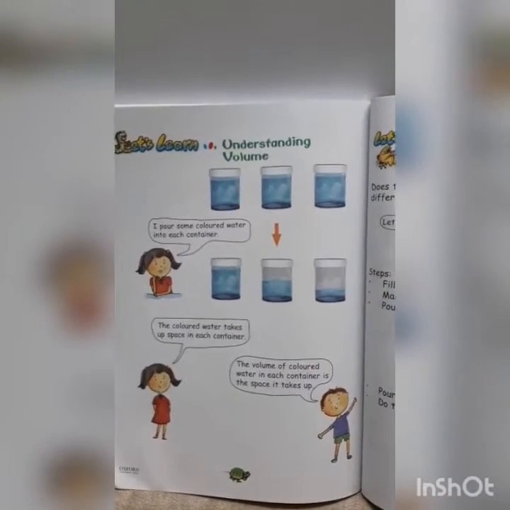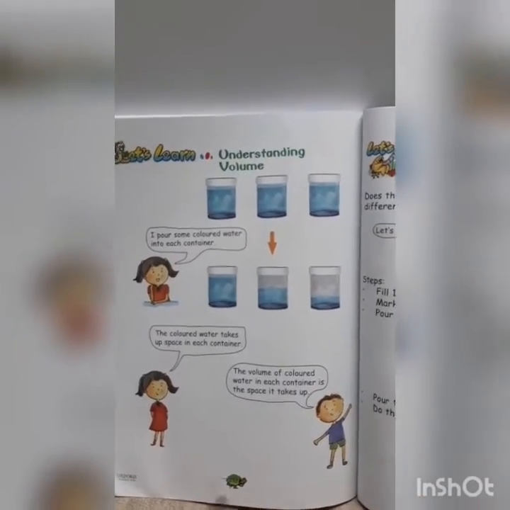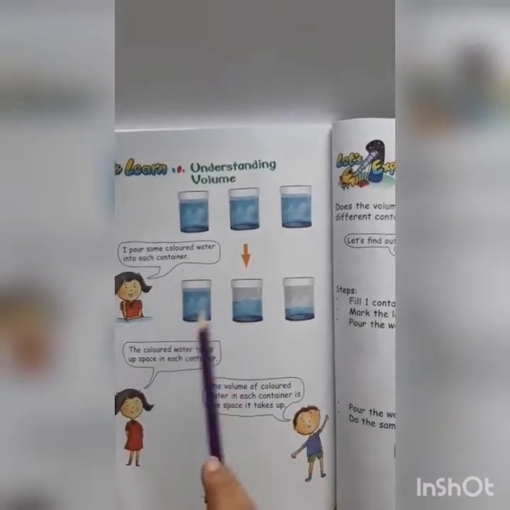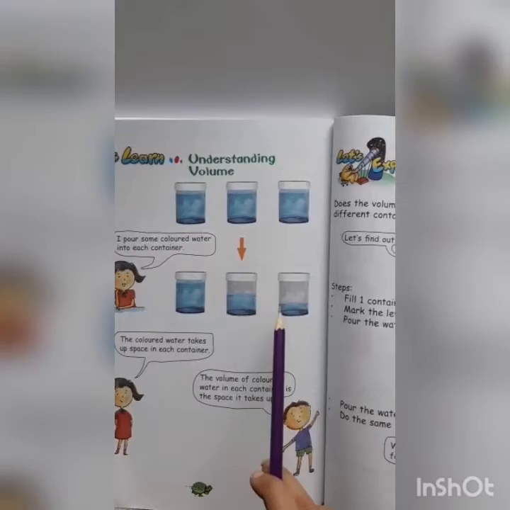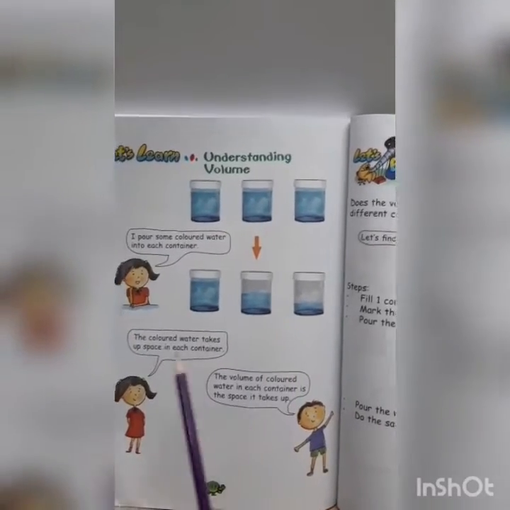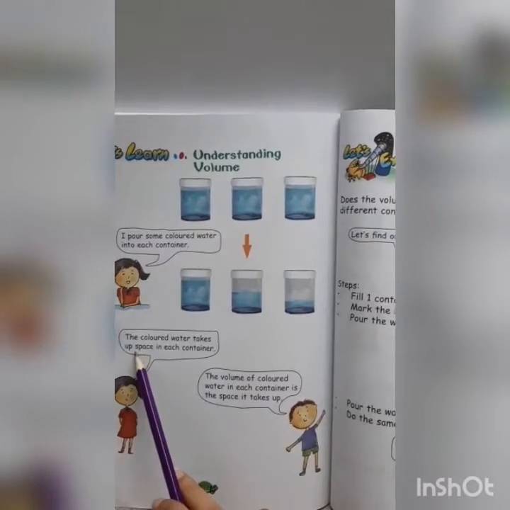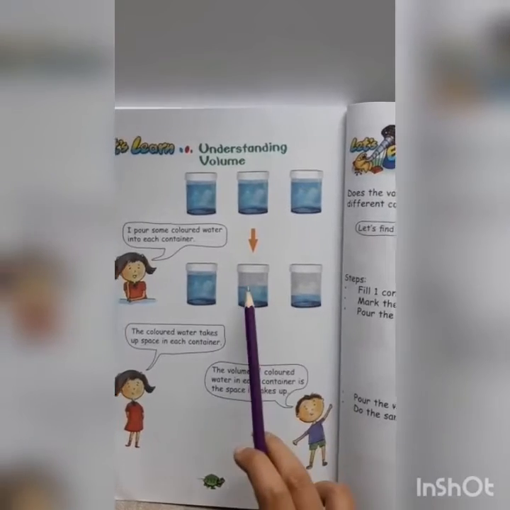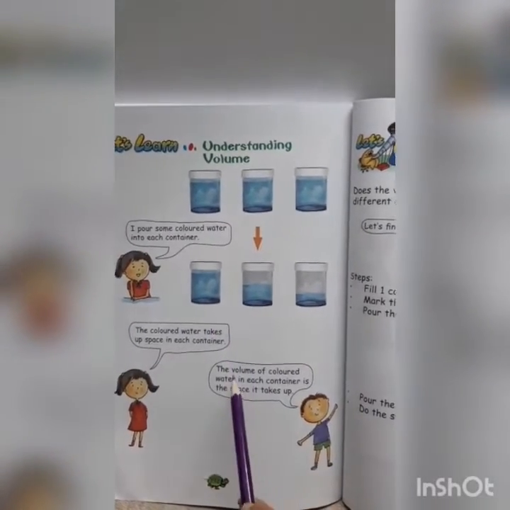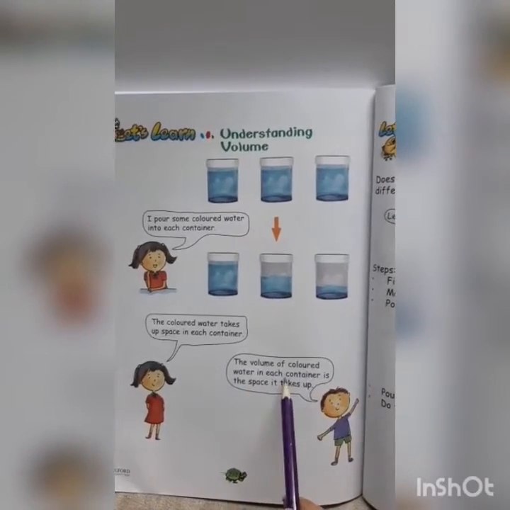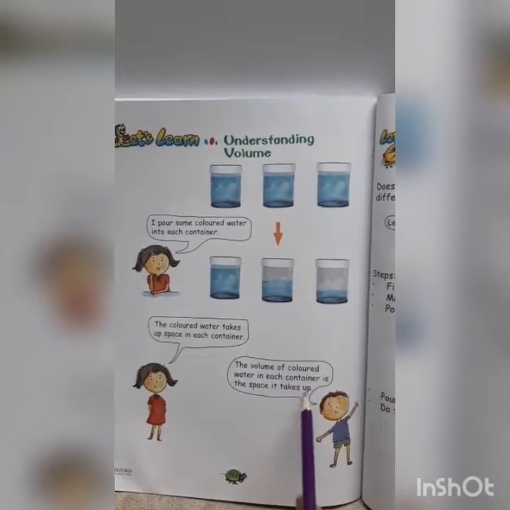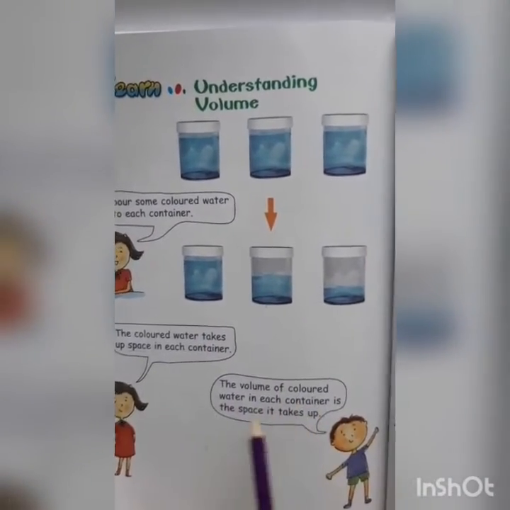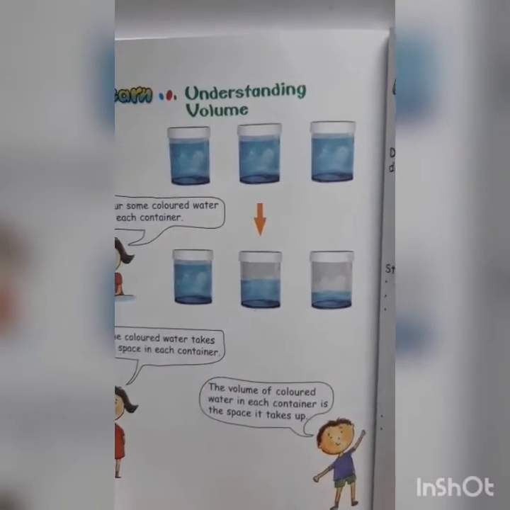On page 232 in your textbook, it says, understanding volume. I pour some colored water into each container. So we can see there is blue water in all three containers, a different amount. The colored water takes up space in each container. Yes, it does, you see. It takes up space, and here as well. The volume of colored water in each container is the space that it takes. So here in these containers, the amount of water that you see is the volume.